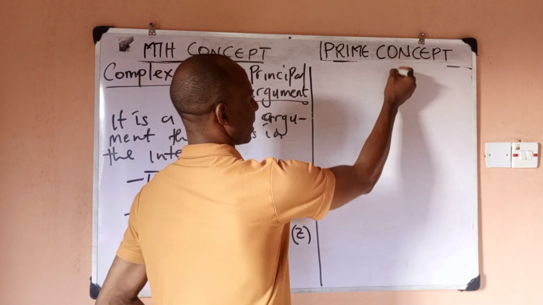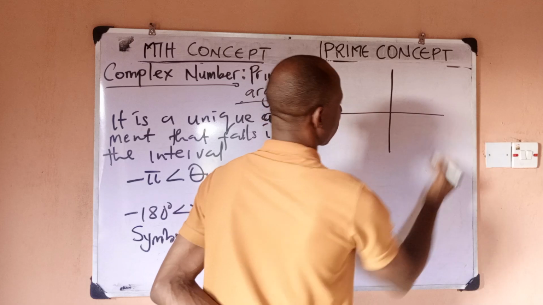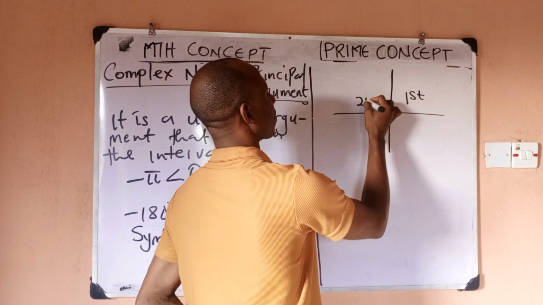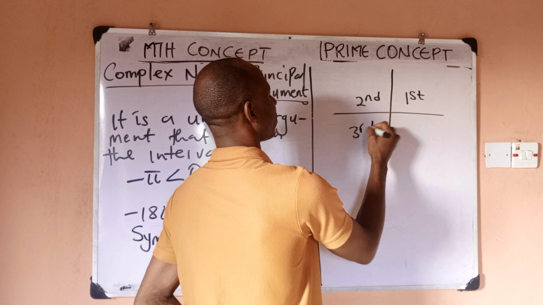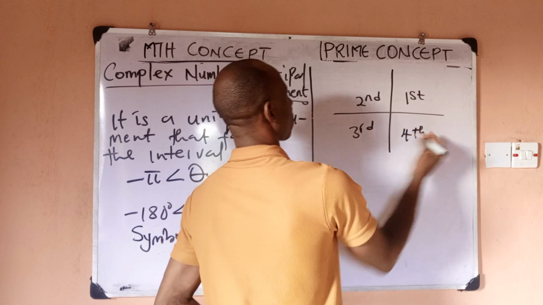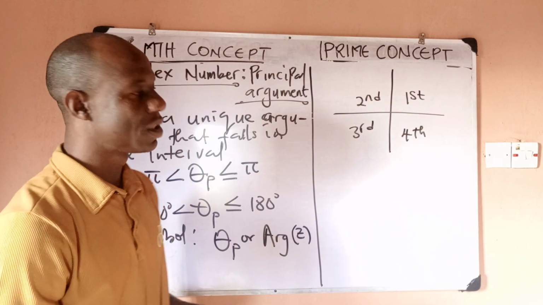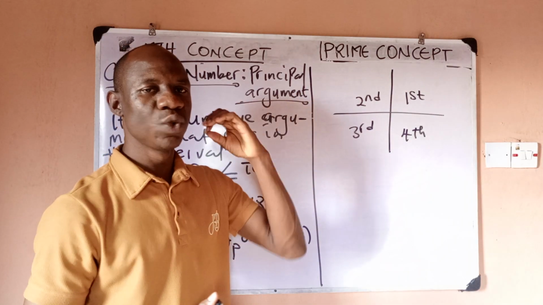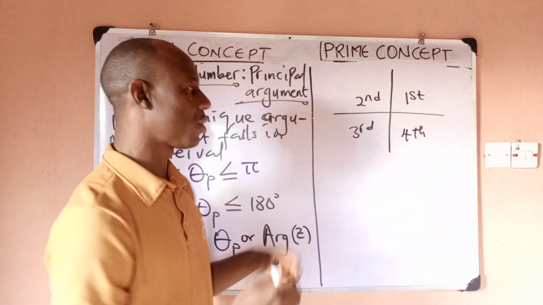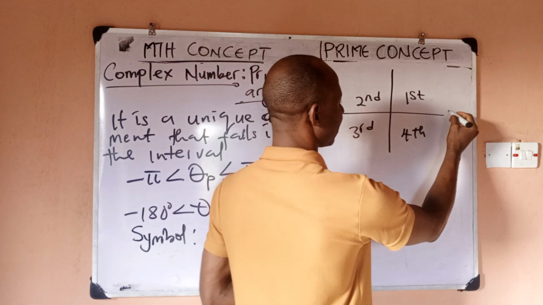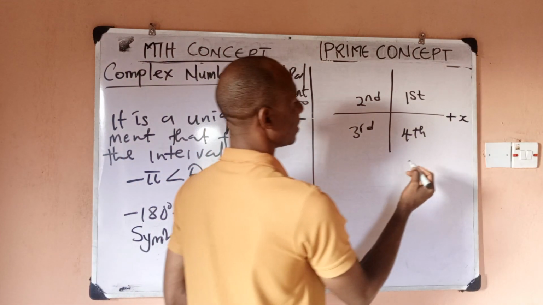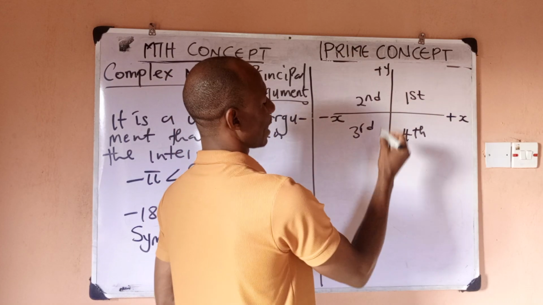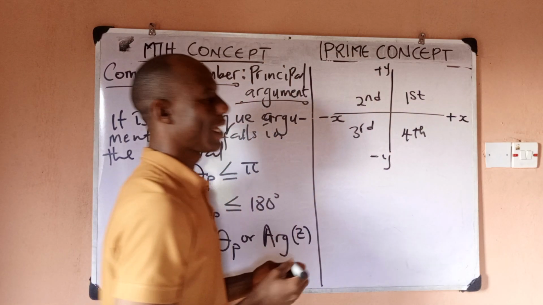Now, remember that this is your quadrant in a circle. This is first quadrant, this second quadrant, this third quadrant, this fourth quadrant in a circle. So you should know this first of all. And then, how do we know which quadrant a complex number falls? You also need to recall that this is always the positive x-axis, this is the negative x-axis, this is the positive y-axis, and this is the negative y-axis.